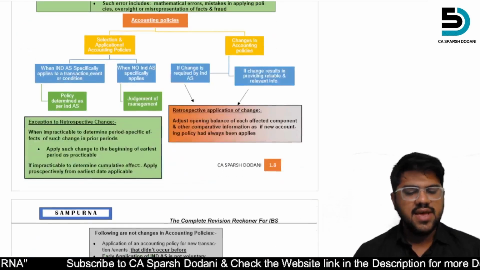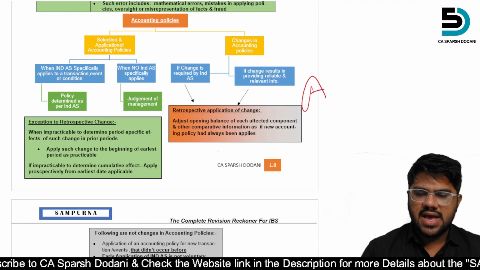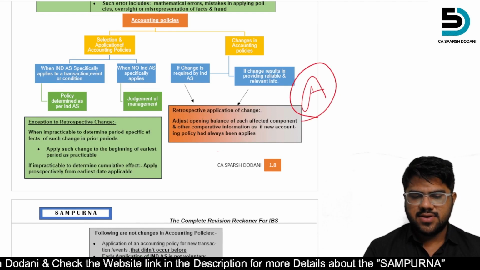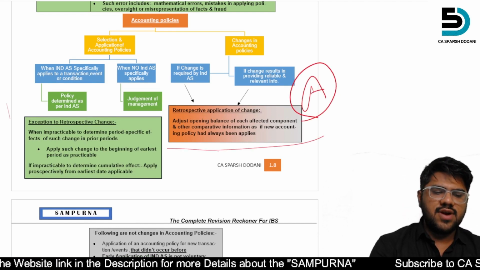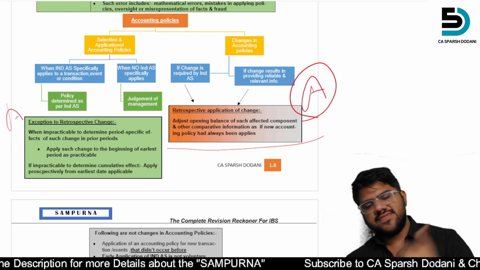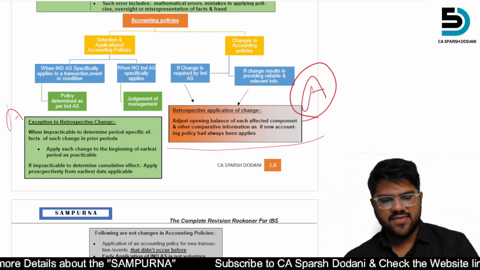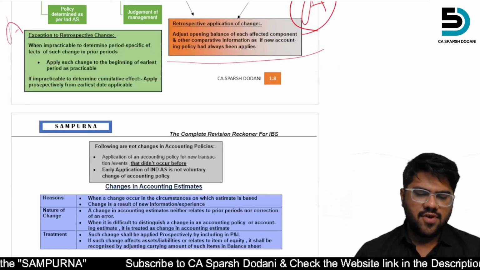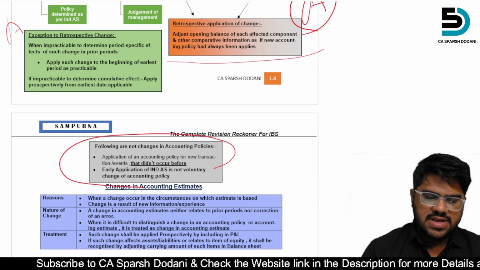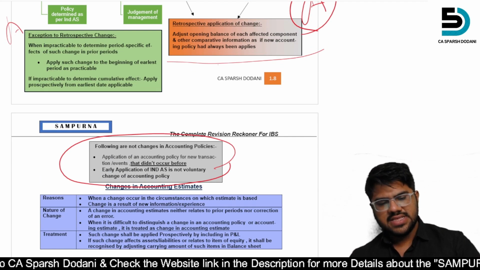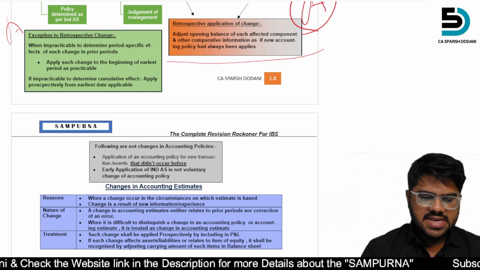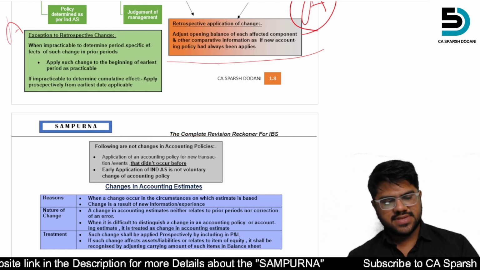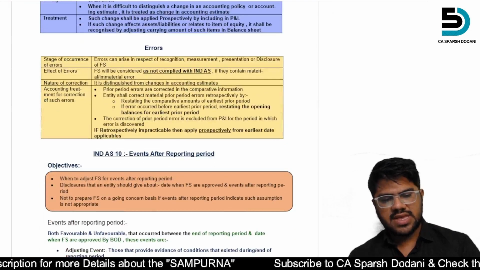ठीक है, ये सारी चीजें, यहाँ पे क्वेश्चन आया है. I feel this is important. Retrospective application and what are the exceptions? Which are the cases where retrospective change is not required? This is the case. And what is not a change in accounting policy? This is also important. After that, changes in accounting estimate, यही सेम चीज है. And after that errors. तो ये सारी चीजें हैं.